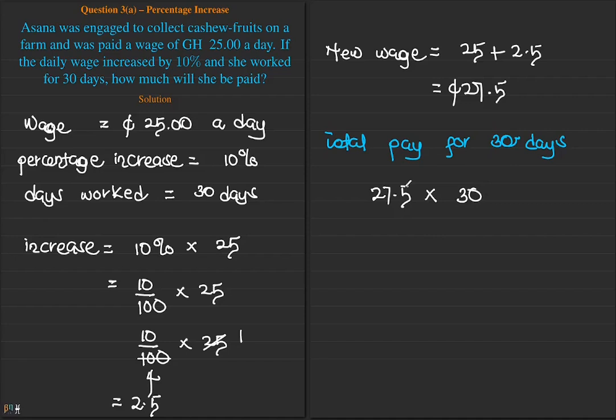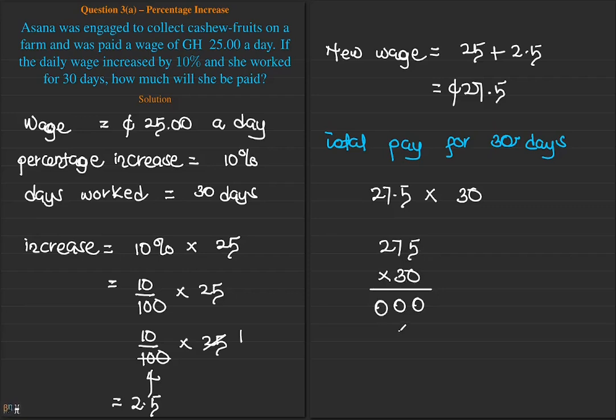Now, mind you, over here, we are testing your ability to multiply decimals by whole numbers. So you need to show working. If you want to multiply decimals by whole numbers, multiply as if there was no decimal. So that is to say, let's evaluate 275 times 30. We have 0 times 5, which gives us a 0. 0 times 7, we have a 0. 0 times 2, we have a 0.